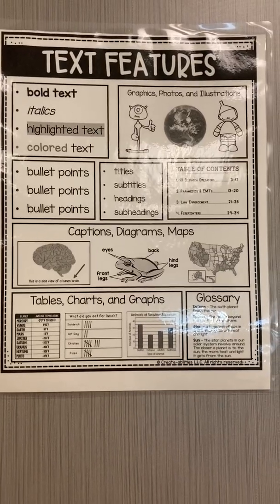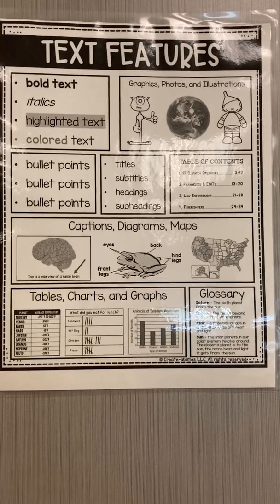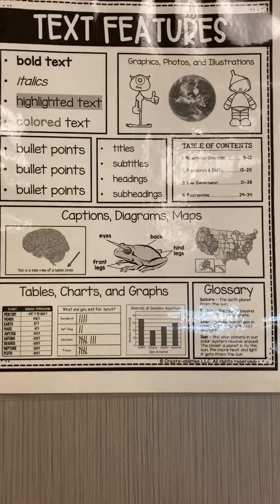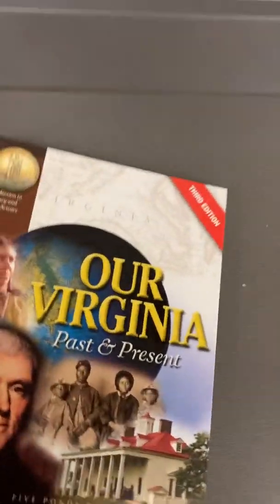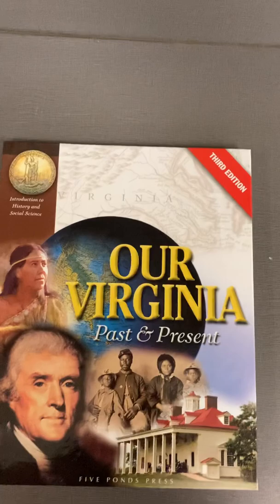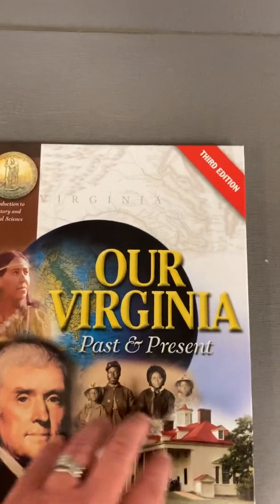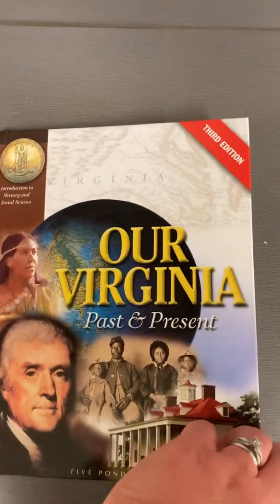table of contents, graphics, photos, illustrations, captions, diagrams, maps, tables, charts, and graphs, and a glossary and index. So we're going to use our Virginia textbook to go through and look at some text features. This is your actual textbook. You have this available to you online as well.